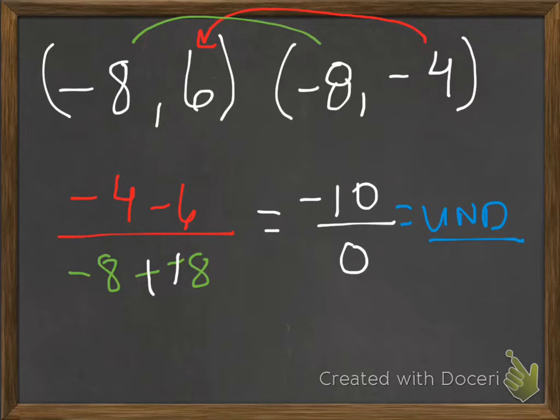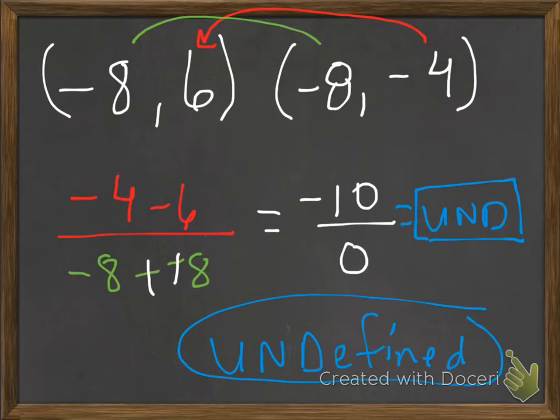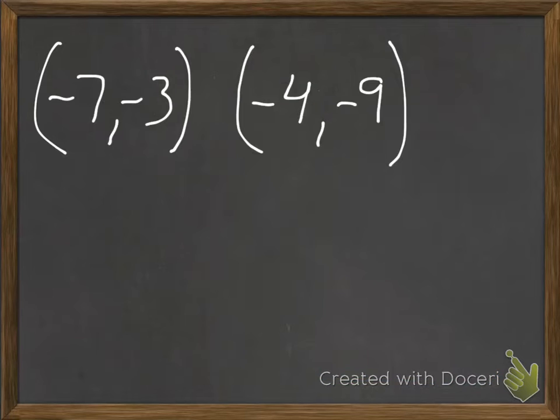When 0 is under, we call that undefined. Actually, here, I'm going to write it down here. Undefined. I allow my students just to write down und because it does represent undefined, but it's better to write out the full word so you can get full points. Undefined. Okay. Now let's talk about this one.